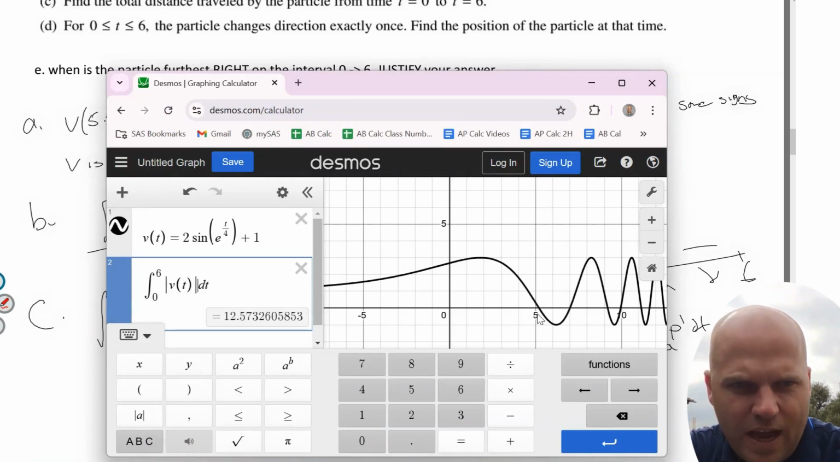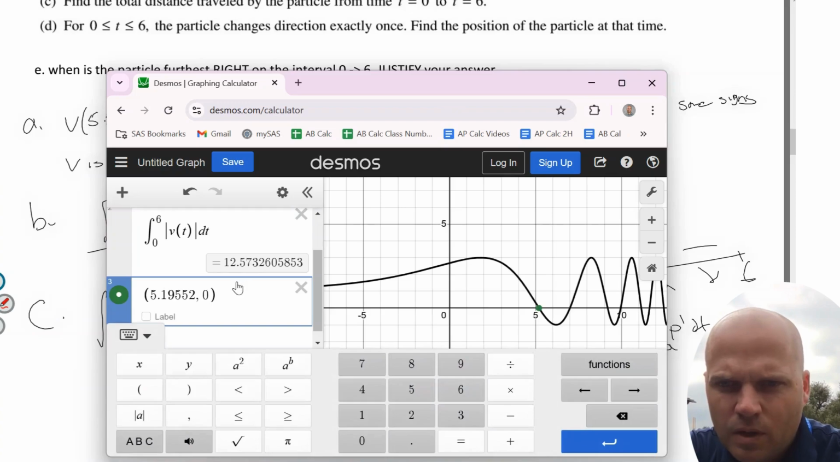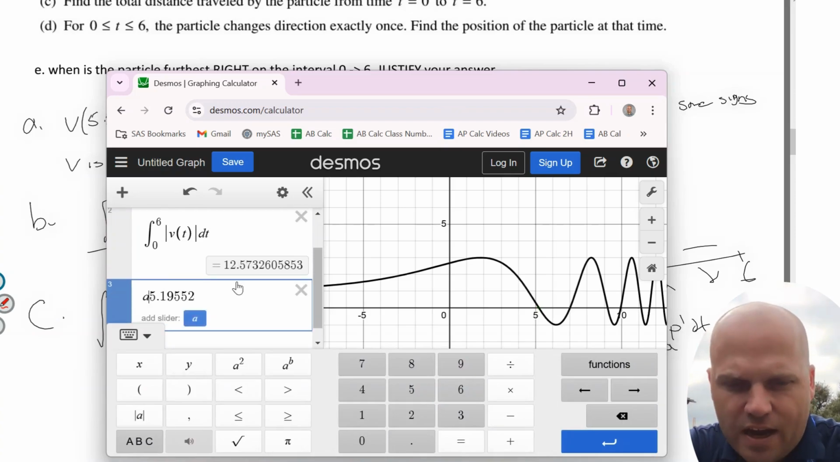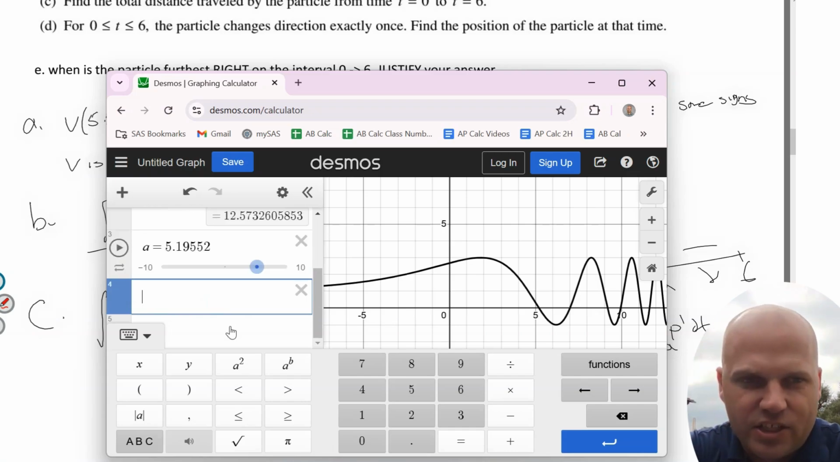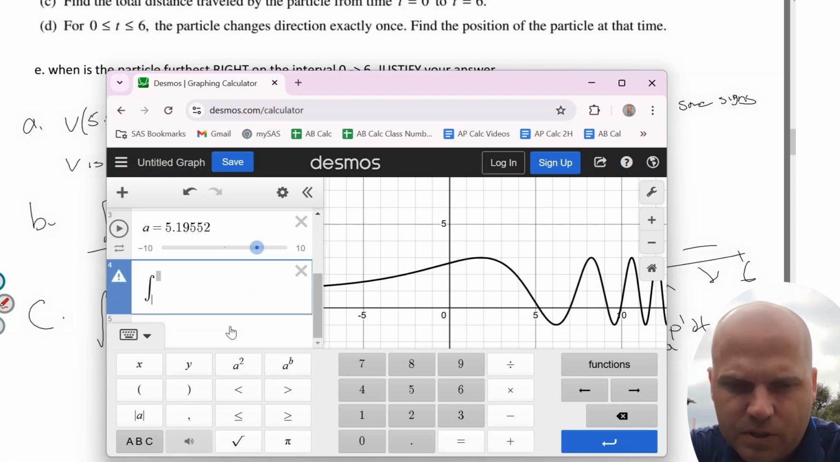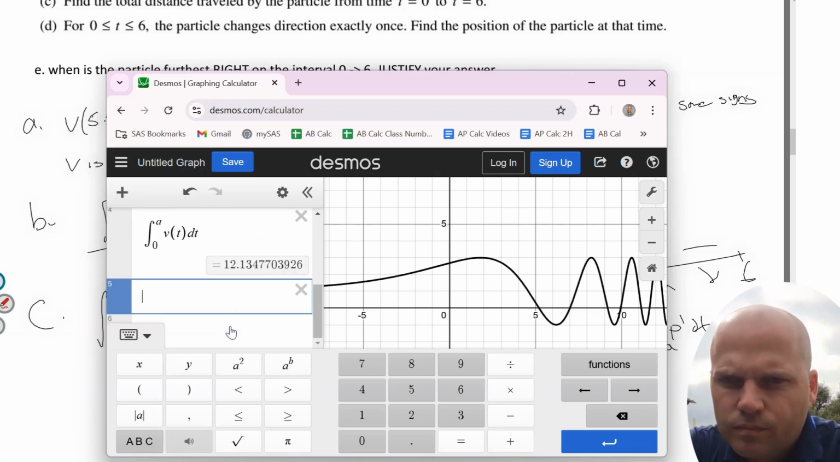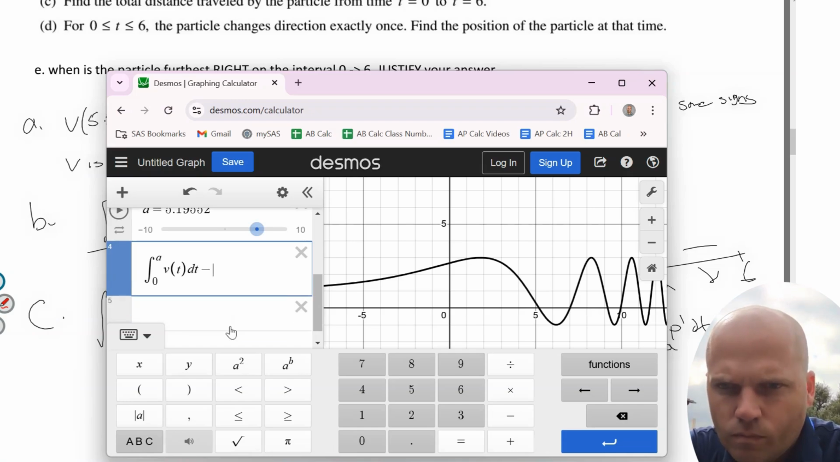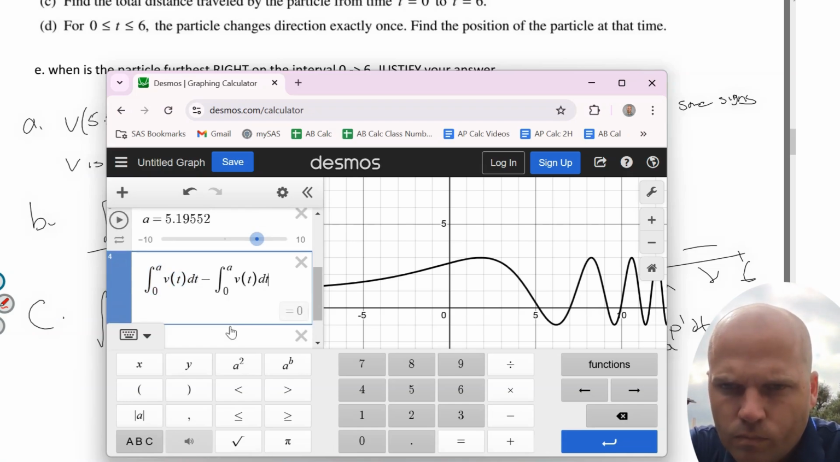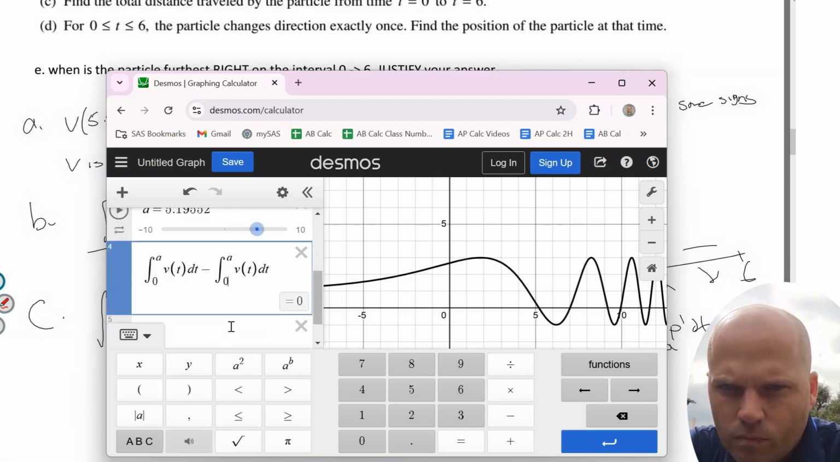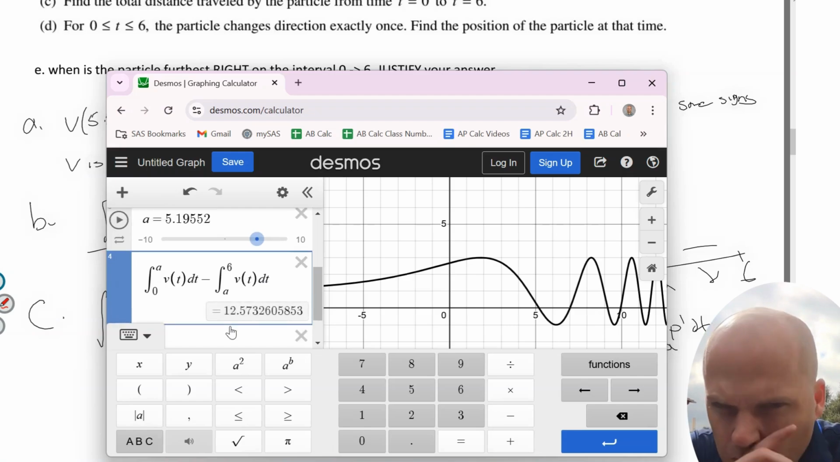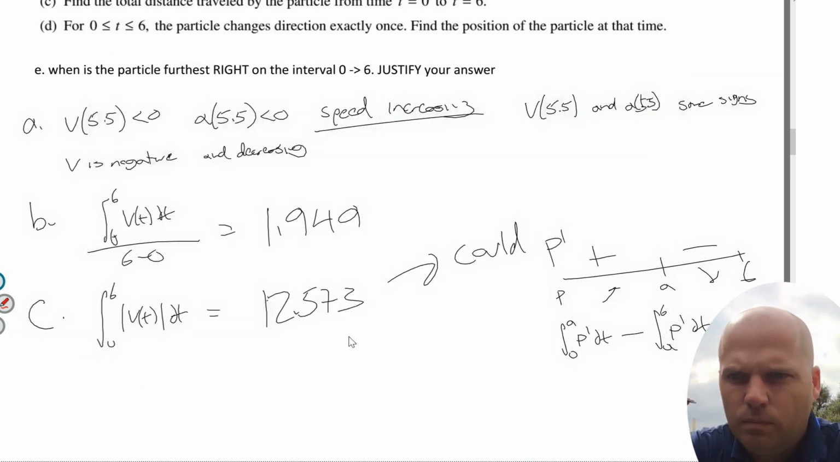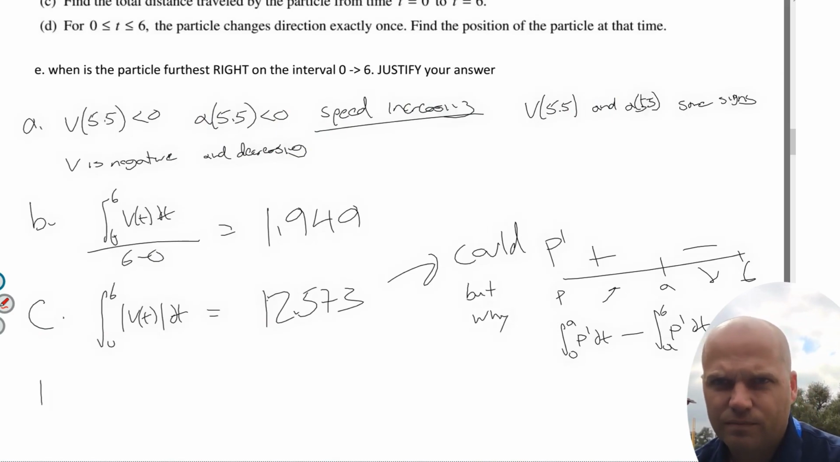For example, let's do that just so you can see. And this is what we have to do with a calculator. And you'd have to actually take the antiderivative to find all those displacements. There you go, 12.573. Cool. You could, but why? You have a calculator, use it.